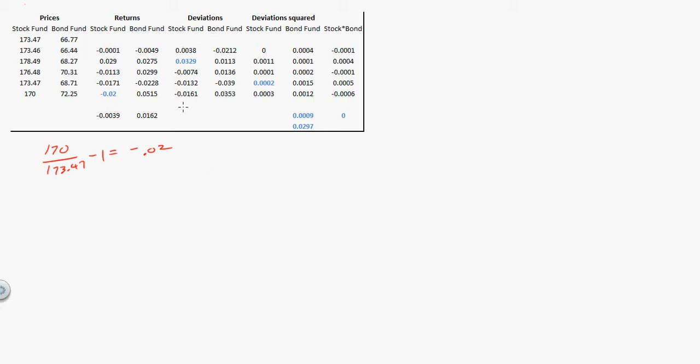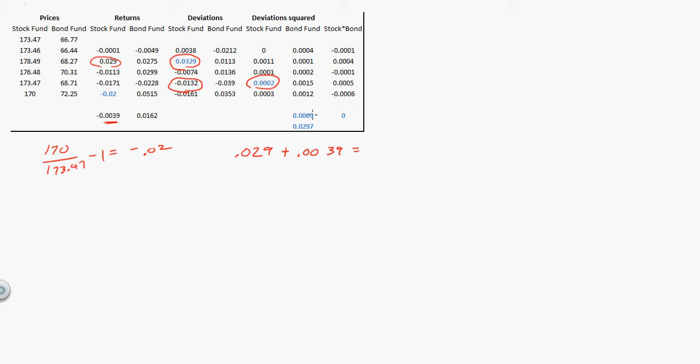And then the deviations, I got to find this average. That wasn't given to you, but I gave you that average. And I would take this return 0.029 minus the negative 0.0039. That would then add up to this deviation. Deviation squared, I just take this deviation right here and square it, and it gives me this answer. Of course, there are going to be some rounding issues, but that's fine.